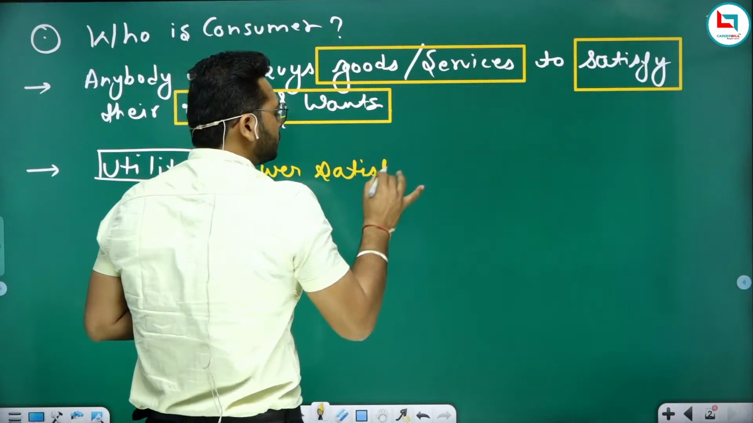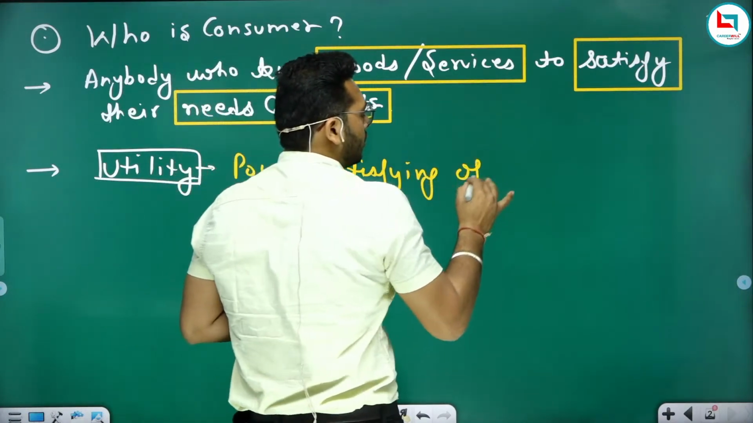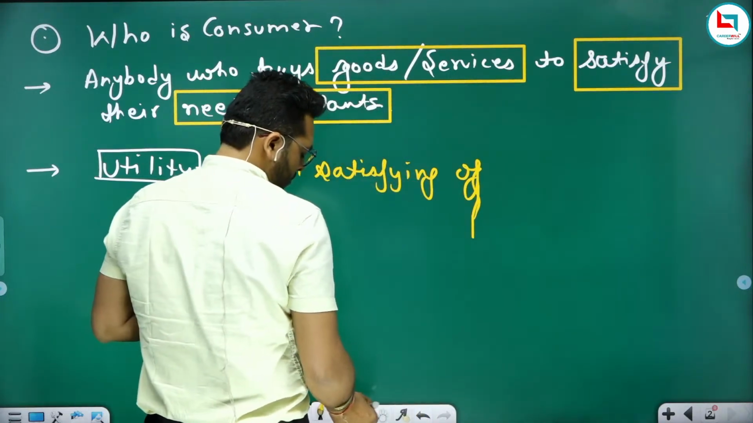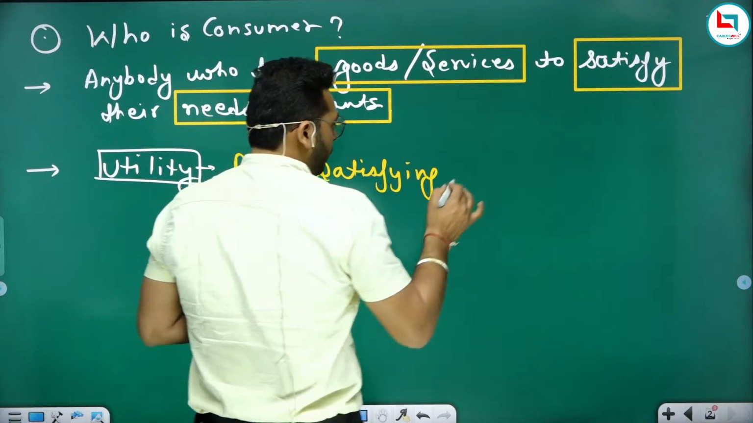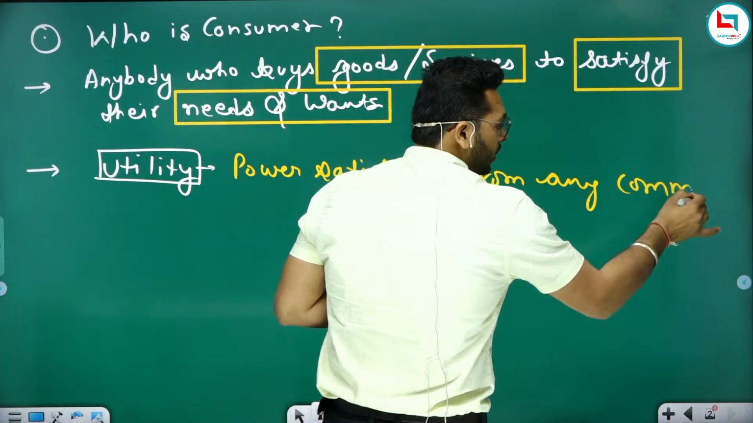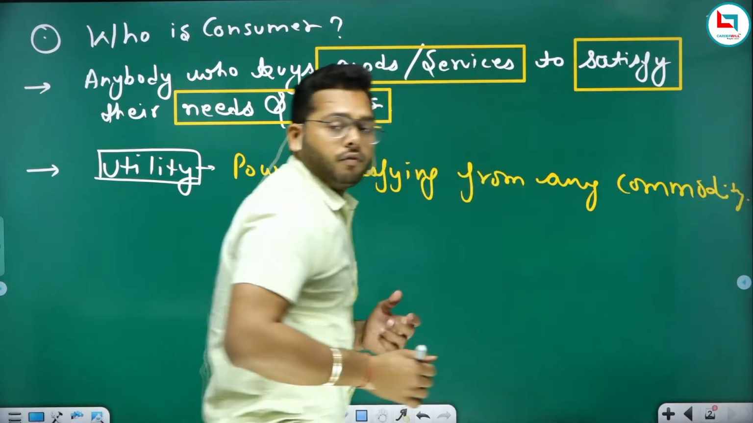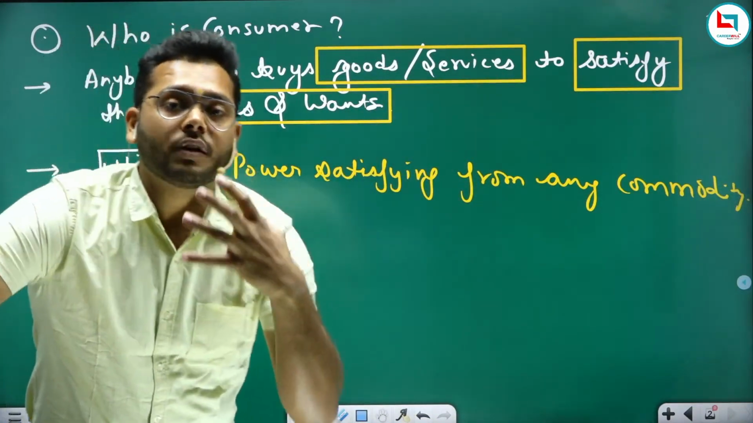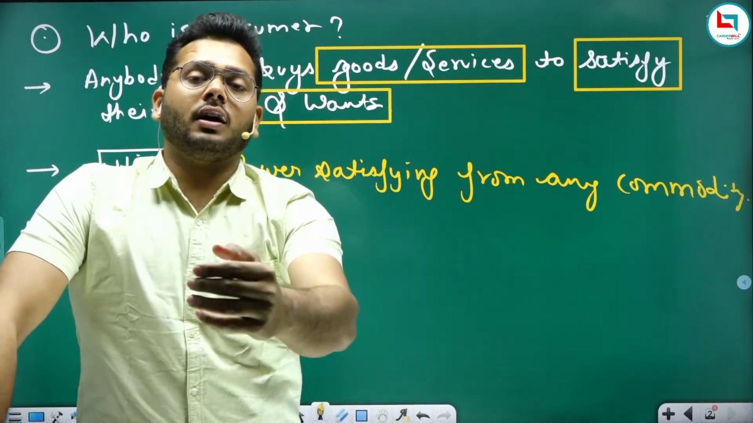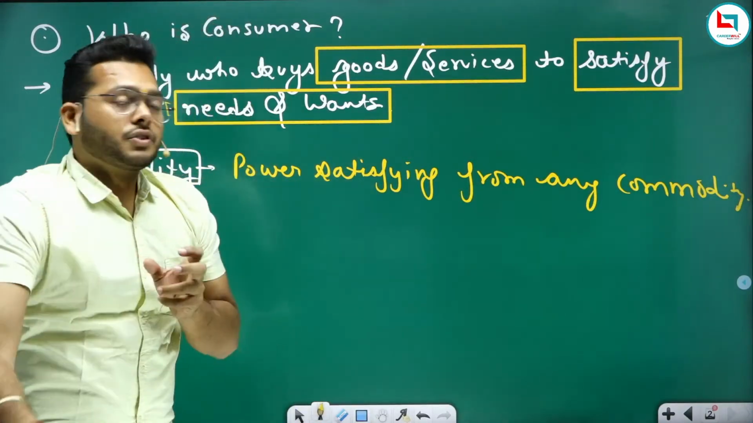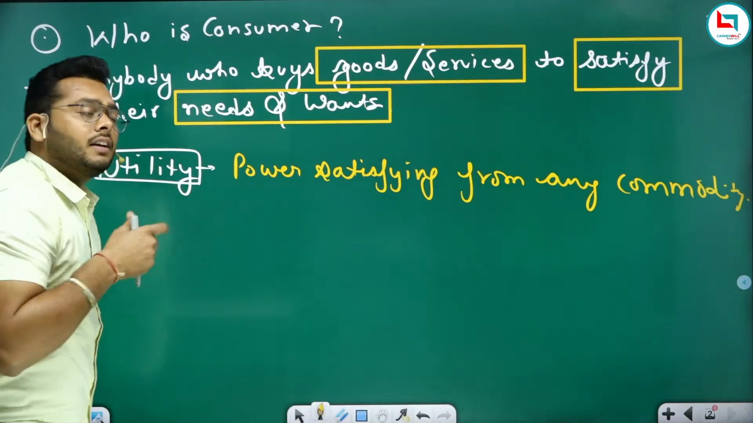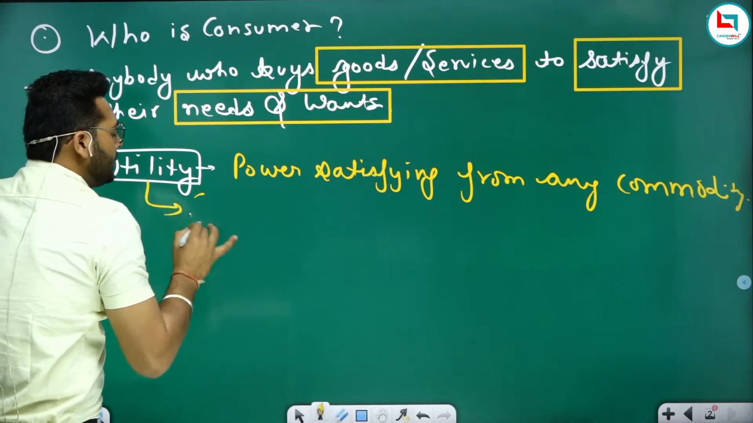of satisfying from any commodity. So whatever the satisfaction you got from that commodity after spending money, this satisfaction is derived by the utility. So you can indirectly say utility means satisfaction.